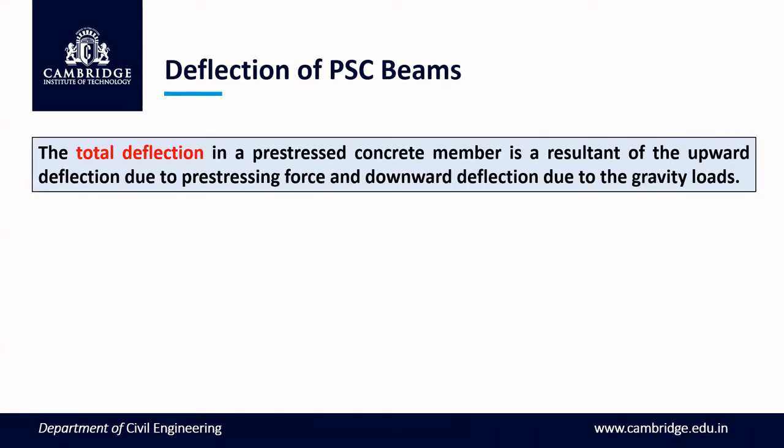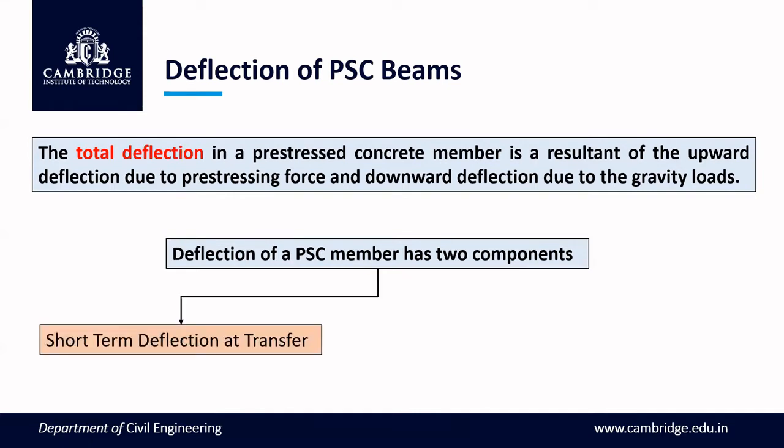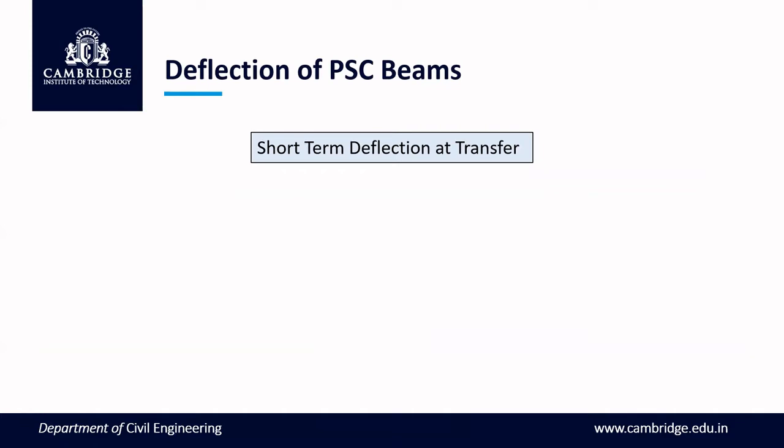The total deflection in a pre-stressed concrete member is a resultant of the upward deflection due to pre-stressing force and the downward deflection due to gravity loads. Otherwise, it has two components: one, the short-term deflection at transfer, and two, the long-term deflection at service loads. So let's understand short-term deflection at transfer.